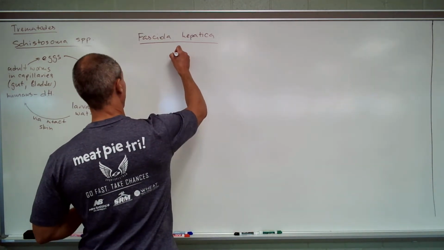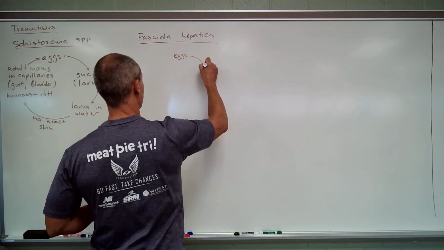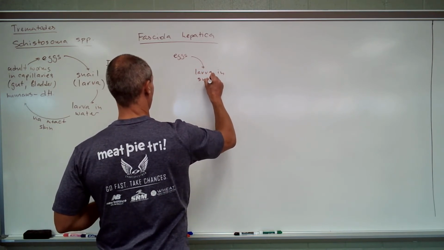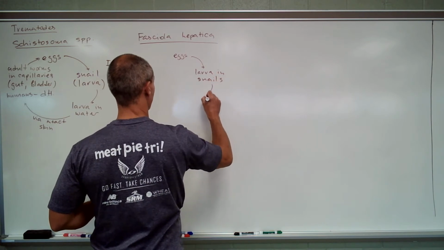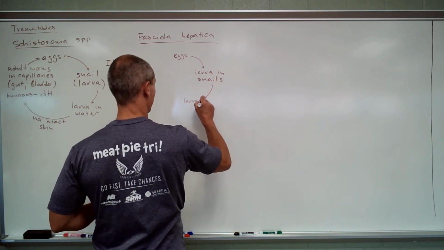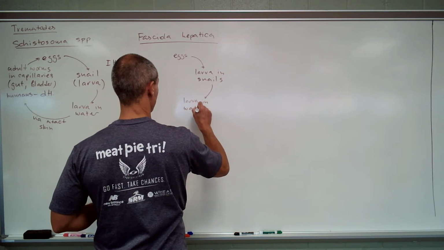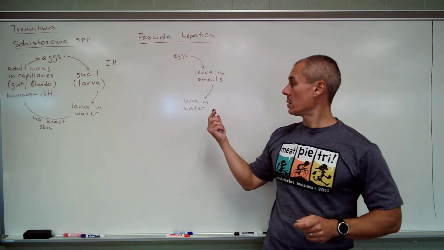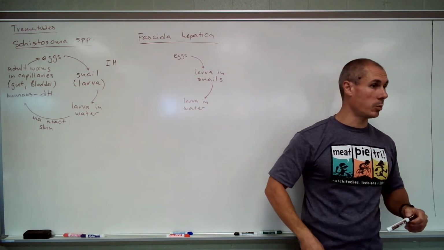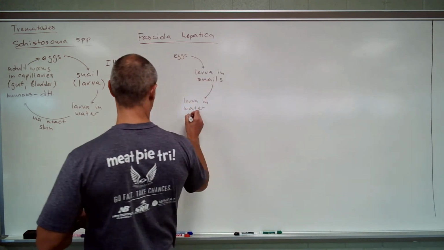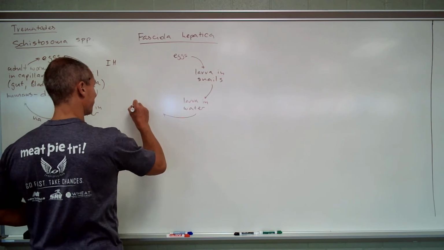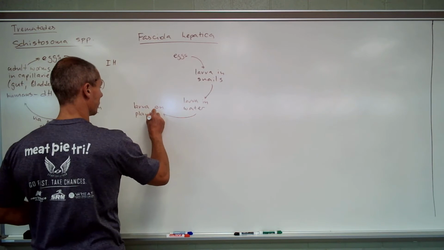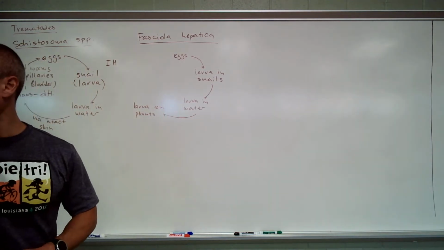Also starts with eggs being consumed by snails, and then those snails release larvae in the water. But this time, larva has to be eaten. We use this water for irrigation of various plants. So larvae end up on the plants. Does that make sense so far?